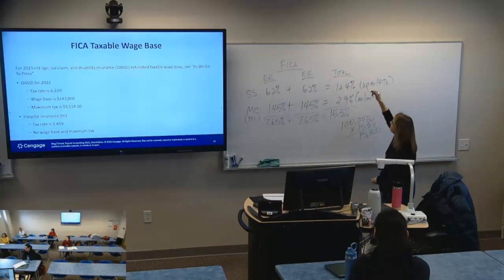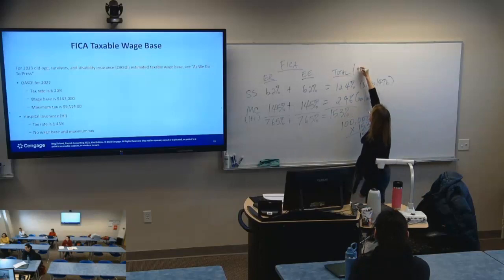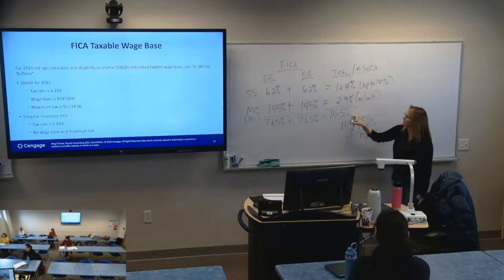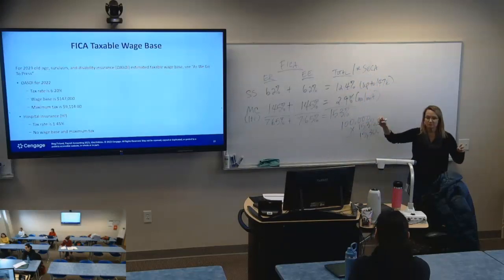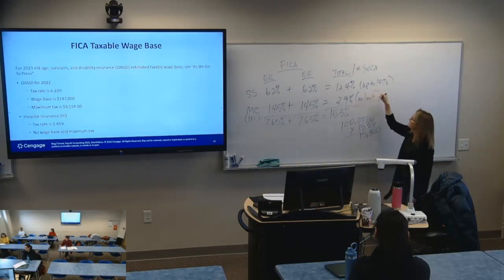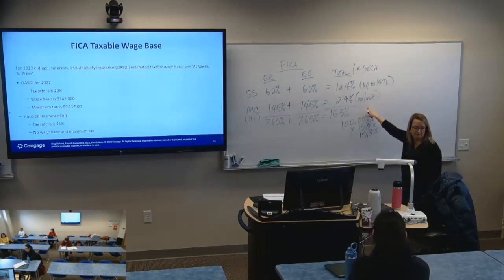So this is for total FICA. For FICA, the self-employed individual is paying this tax rate. We still have the same limits for self-employed, up to 147,000, and no limit for the Medicare amount. Other questions?